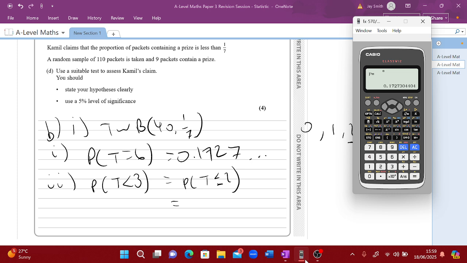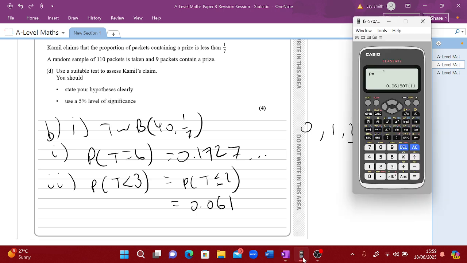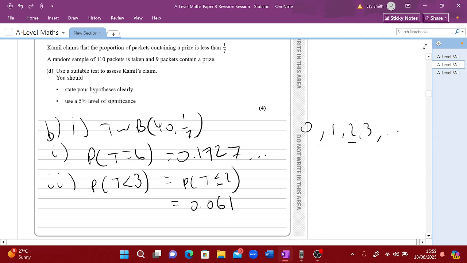Because it's cumulative, because we want to add up the first few numbers, we're going to go back to our table. Now we're going to scroll down to binomial CD, which is cumulative distribution, and then X is going to be 2, and then that's all the same. So that'll be 0.061587..., and there we are. Okay, cool.